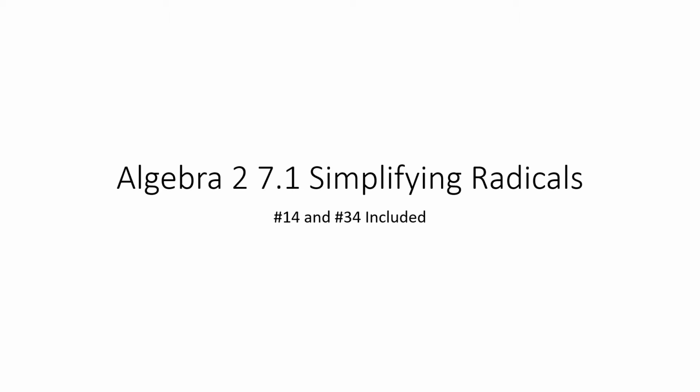Hello class, I'm working out of your Algebra 2 book, 7.1, Simplifying Radicals. Later we will do number 14 and 34. To get started, we'll be thinking about not only square roots, but also cubed roots and fourth roots.